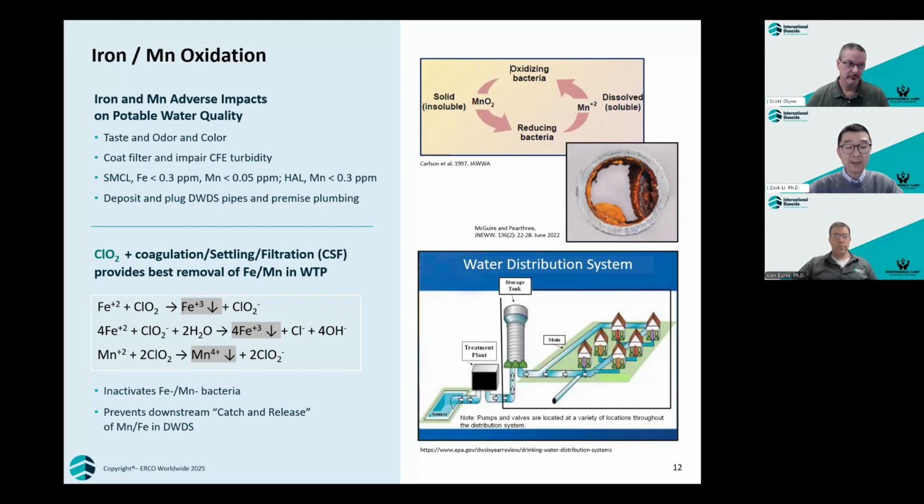After chlorine dioxide pre-oxidation, direct filtration with low-pressure membrane processes such as microfiltration or ultrafiltration can also work well. In the meantime, chlorine dioxide inactivates iron and manganese-reducing bacteria. This protects downstream distribution systems from resuspension and release of redissolved iron and manganese ions. Next slide, please.